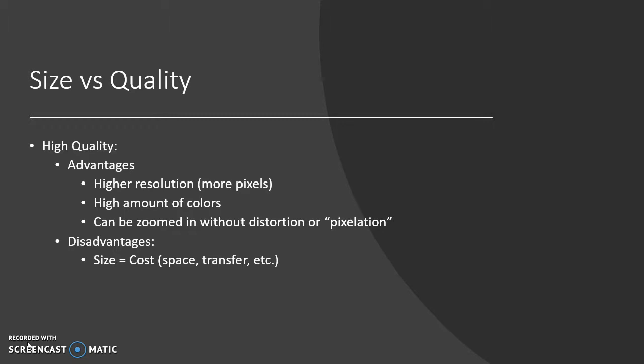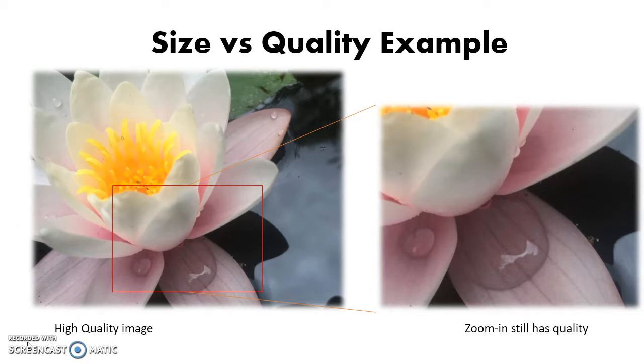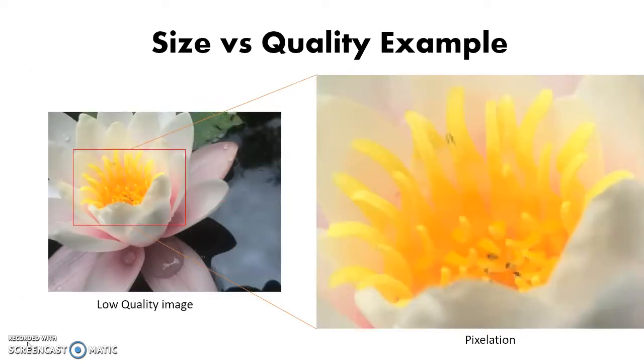Let's review some examples. On the left we have a high quality image. Its size is approximately 3200 by 2400 pixels. When we zoom in, we can still see some levels of detail. On the right, a lower quality image. When we zoom in, we can see the different colored boxes. This is the pixelation effect. It does not have a pleasant effect when we're trying to show details.